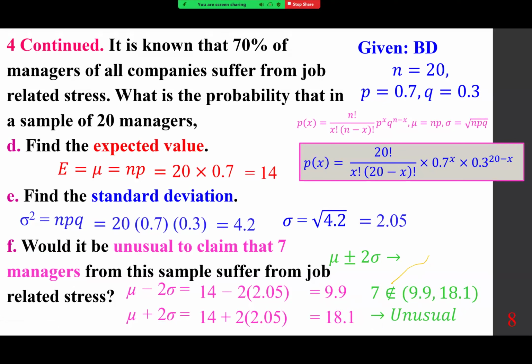This is red, not an element of this interval. 7 is outside this interval, therefore it's considered unusual.